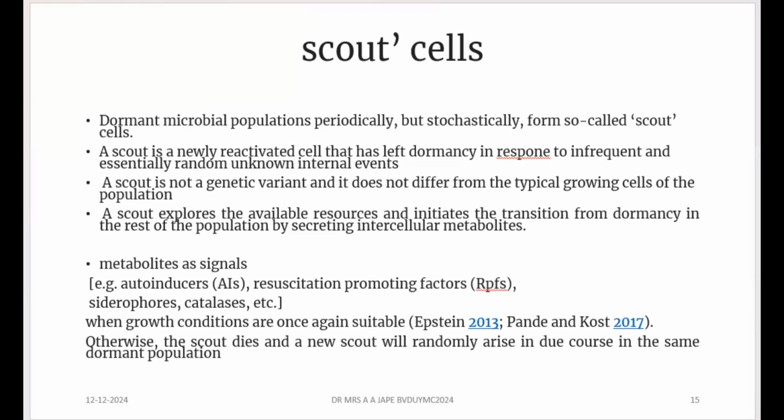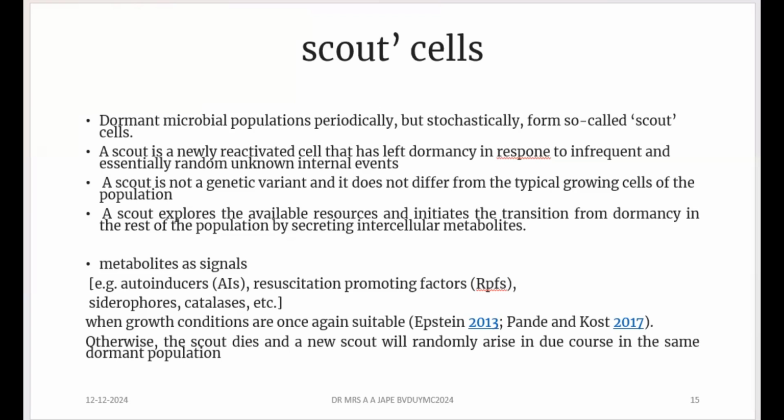Right? So it is possible that the surrounding population will secrete some metabolites that will act as a trigger or stimulus for these dormant bacteria to come out of their scout phase and start growing. So metabolites are the signals, right? The signals could be of various types, like autoinducers, AIs, or resuscitation promoting factors, which are called RPFs in short form. Then it could be siderophores, it could be an enzyme like catalase, right?